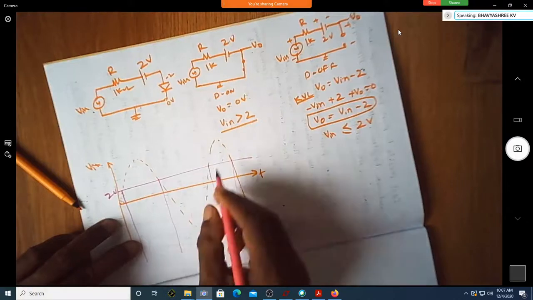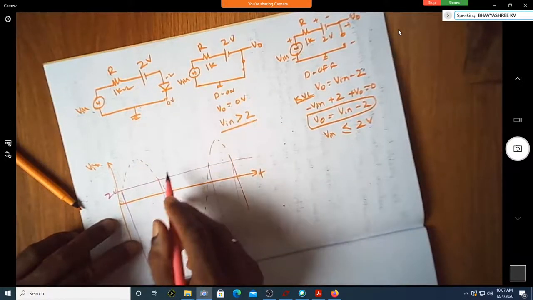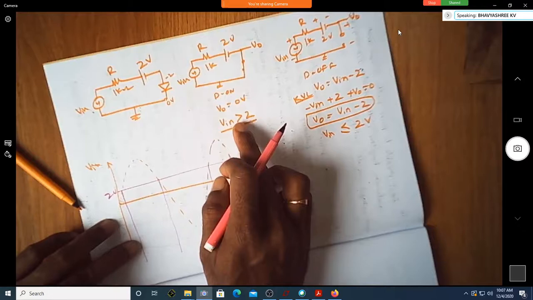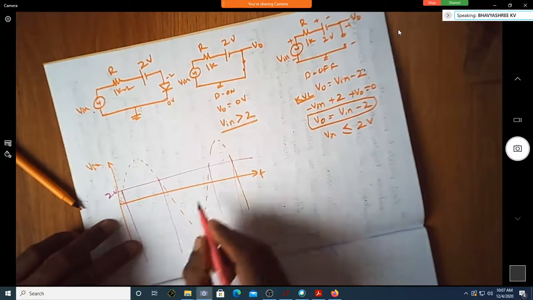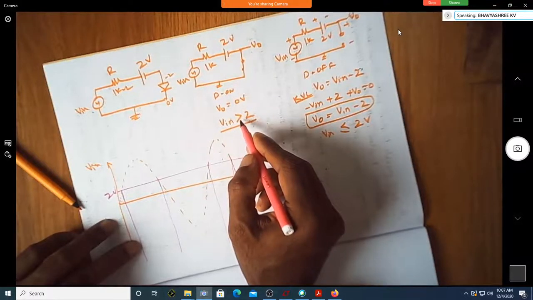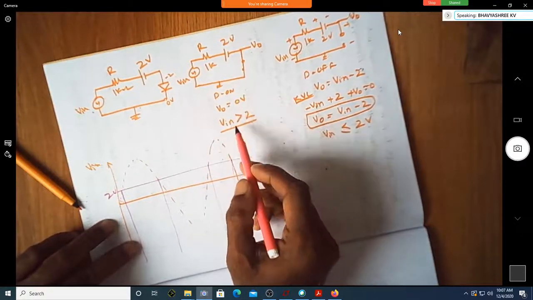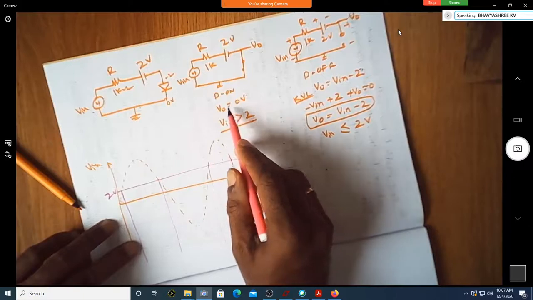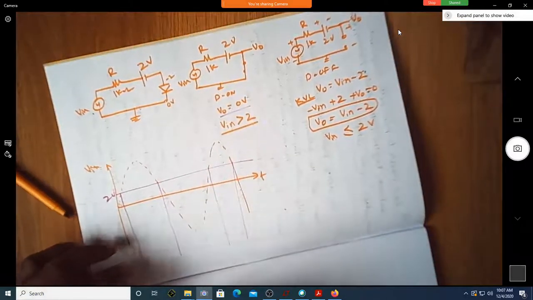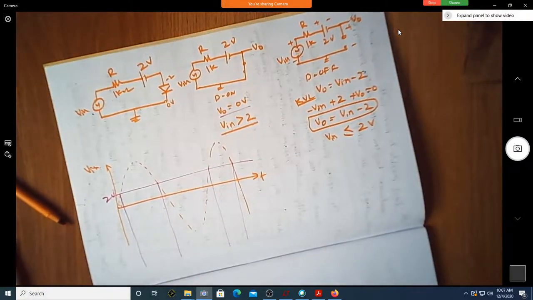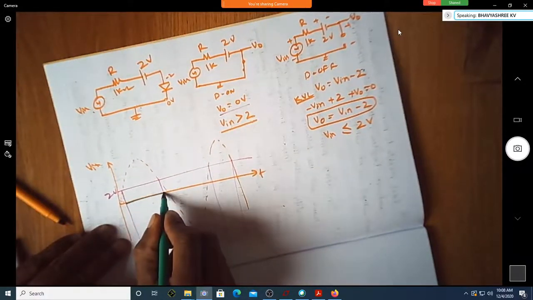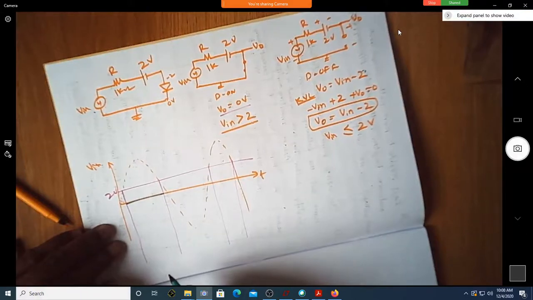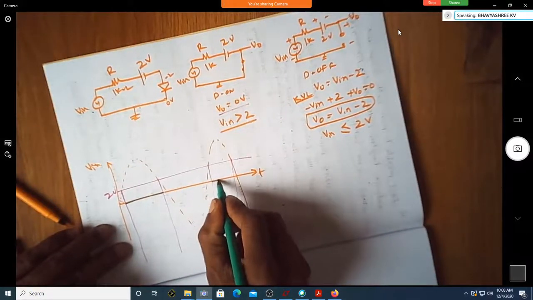When the input is above 2, is the diode on there? Yes, sir. What is the output? When the input is more than 2, what is the output? I'm supposed to write the output. So is the output equal to 0 there? Yes, sir. This is 0, no? Correct? Yes, sir. Here also it is 0.